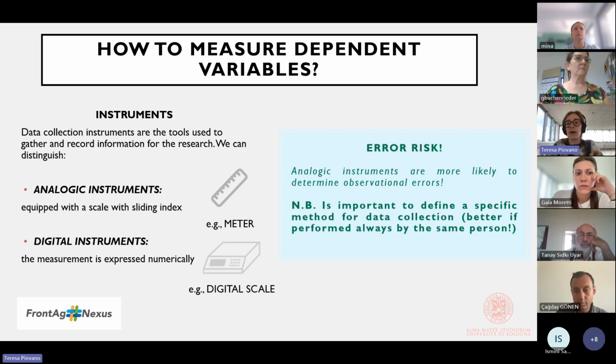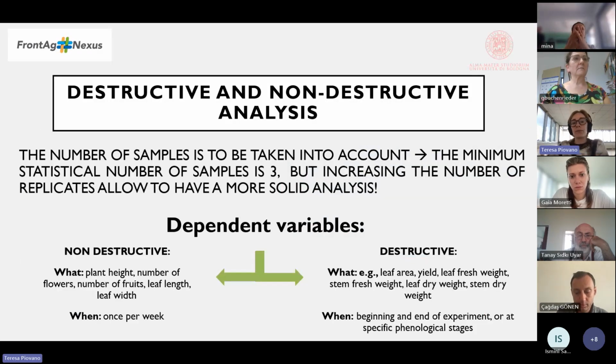It's also really important to define the method through which we are going to carry out our data collection, and it could be better if it's always the same person that performs the analysis, always to reduce this error risk. Something that has to be decided in our experimental design is the number of samples. The minimum statistical relevance of samples that have to be taken is 3. Obviously, increasing the number of replicates can allow us to have more solid analysis.